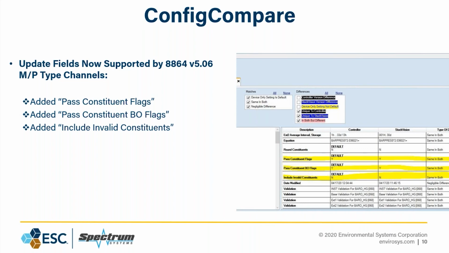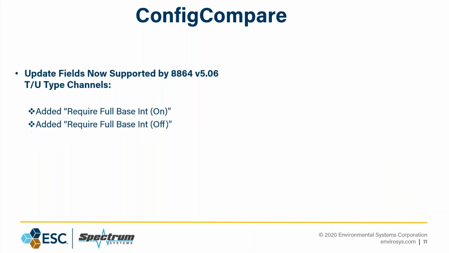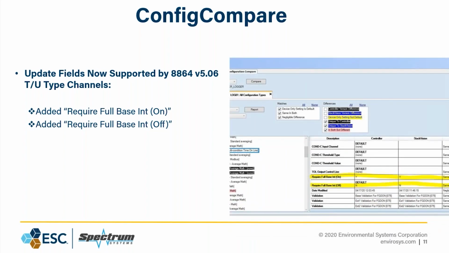The pass constituent flags field, pass constituent BO flags field, and include invalid constituent flag fields were added to the config compare. Also added to support the 8864 firmware version 5.06 for the T and U type channels: the require full base interval but int on, and require full base int off fields were added to config compare.